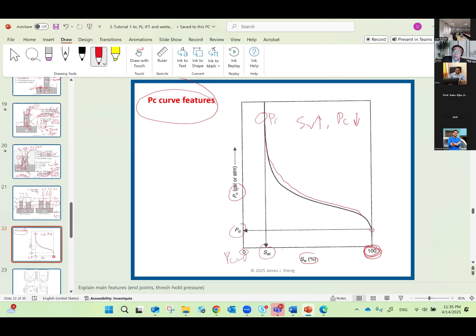But now when you move up, the saturation starts to reduce. Water saturation starts to reduce from 100% to a low value. So now we have a minimum saturation and a minimum pressure. This pressure is called the threshold pressure.